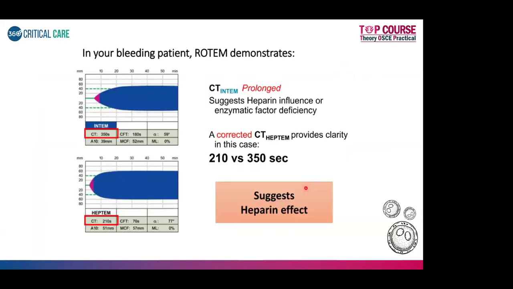Here I told you the intem CT is prolonged. They added heparinase, and it got corrected. So usually, if the CT is very high and it gets corrected with the addition of heparinase, that means it is a heparin-induced bleeding disorder.